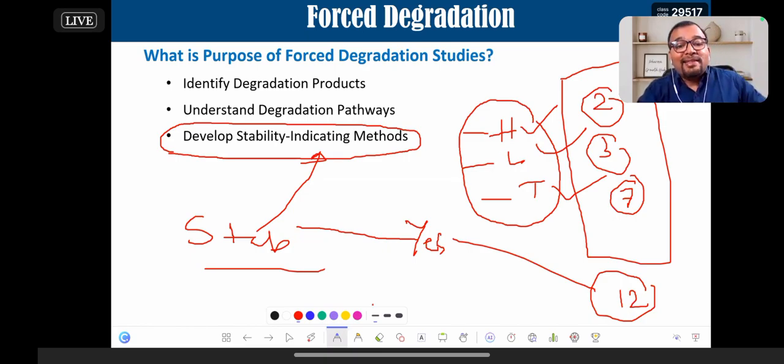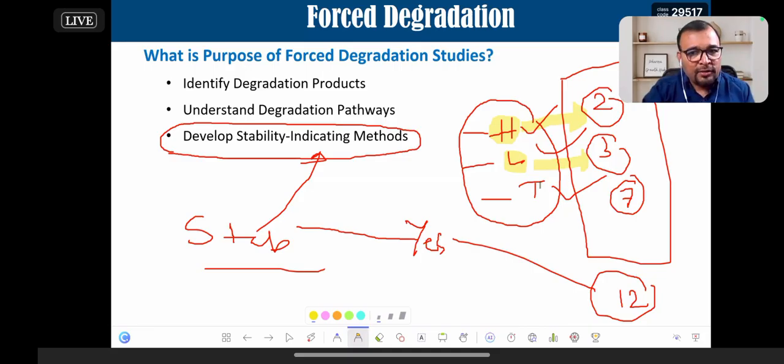Now, just imagine and assume that because of humidity, if you expose the product to humidity, you are getting two degradation impurities. These are maybe hydrolysis impurities. Now, because of light, you are getting three degradation products. We'll talk about those conditions also. Just think about this. Now, under thermal conditions, you are getting seven impurities. So, in total, how many degradation products get generated because of these storage conditions? Are they 12 in number, yes or no?